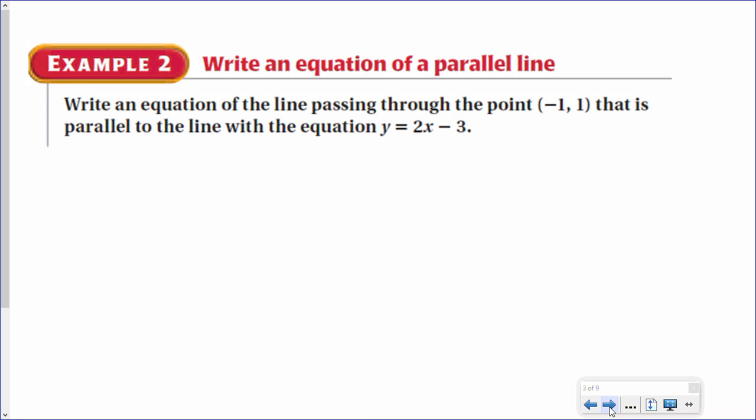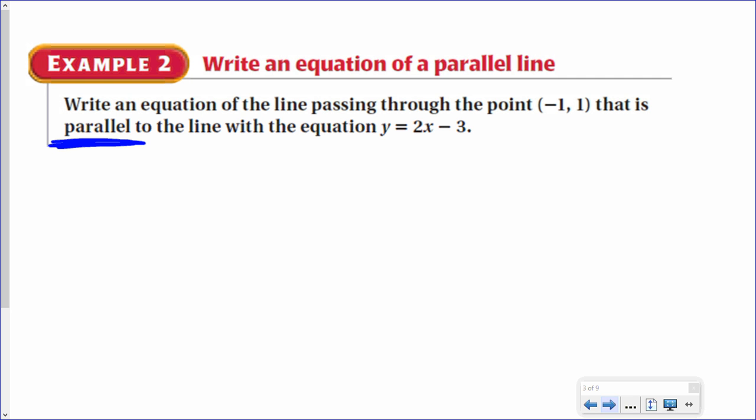All right, this would be the second one for your notes. And there's a key word here. You want to write an equation of a line that is parallel to the equation y equals 2x minus 3. Make sure you underline the word parallel. You also learned from the previous section that parallel slopes are the same.